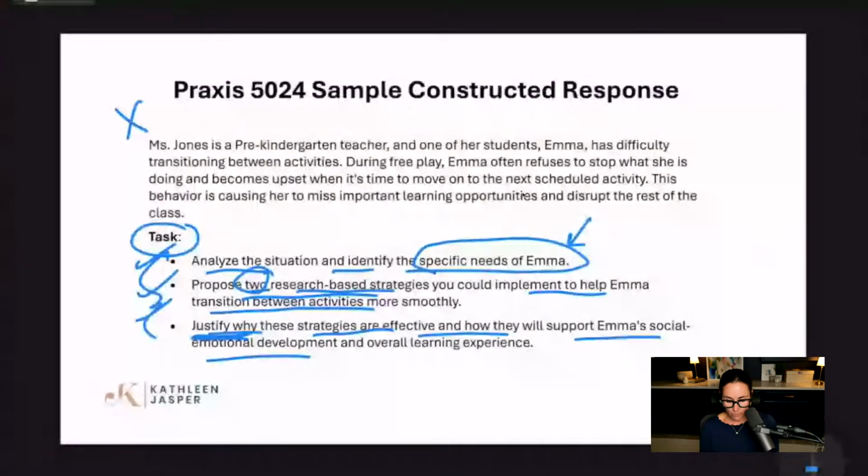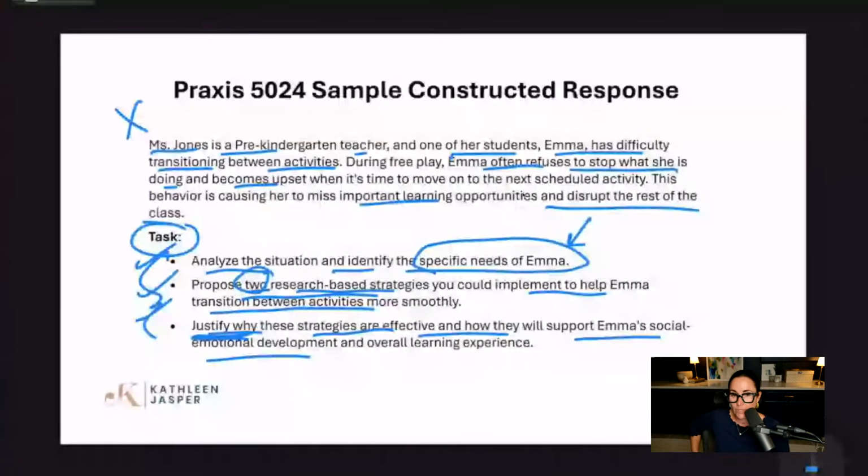All right, let's see what's going on with Emma. Ms. Jones is a pre-K teacher, and one of her students, Emma, has difficulty transitioning between activities. During free play, Emma often refuses to stop what she is doing and becomes upset when it's time to move on to the next scheduled activity. This behavior is causing her to miss important learning opportunities and disrupts the rest of the class. And this is a pretty normal thing that happens. You got the one kid who doesn't want to stop playing.